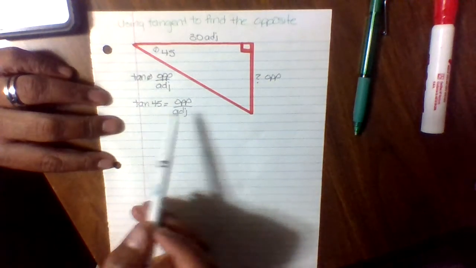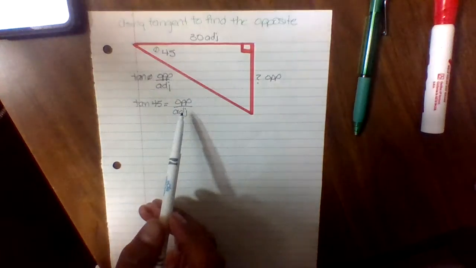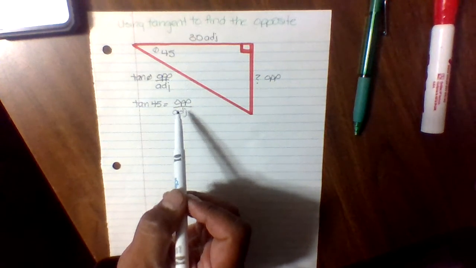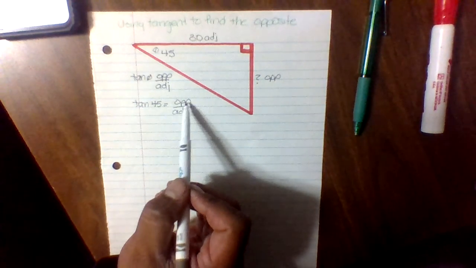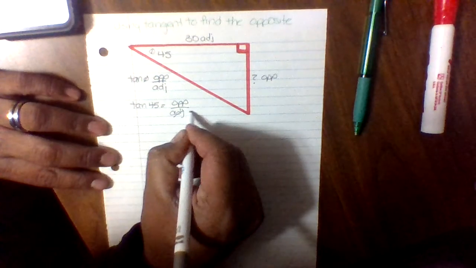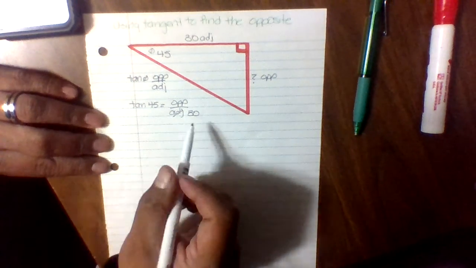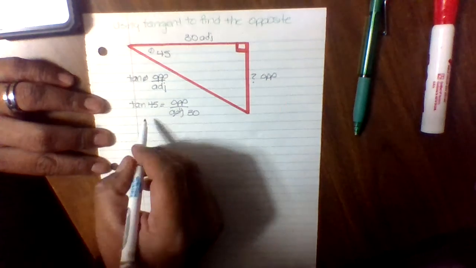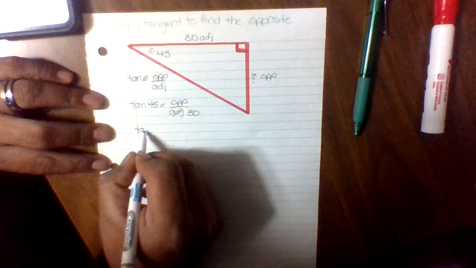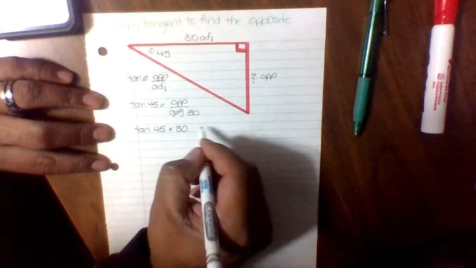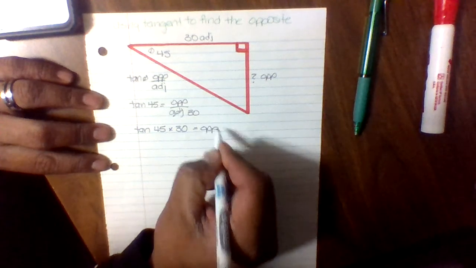Now, how do we isolate this? Well, to isolate this, we have to do the opposite of what is going on here. The opposite of what's going on here is that this number is divided by the ADJ, which in this case is 30. So whenever you're figuring out the top number of the ratio, the tangent of 45 times 30 is going to give you OPP, or the opposite.